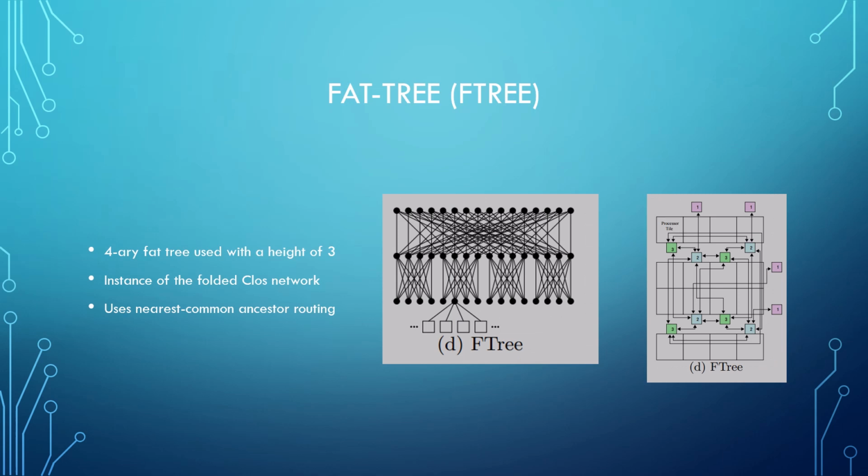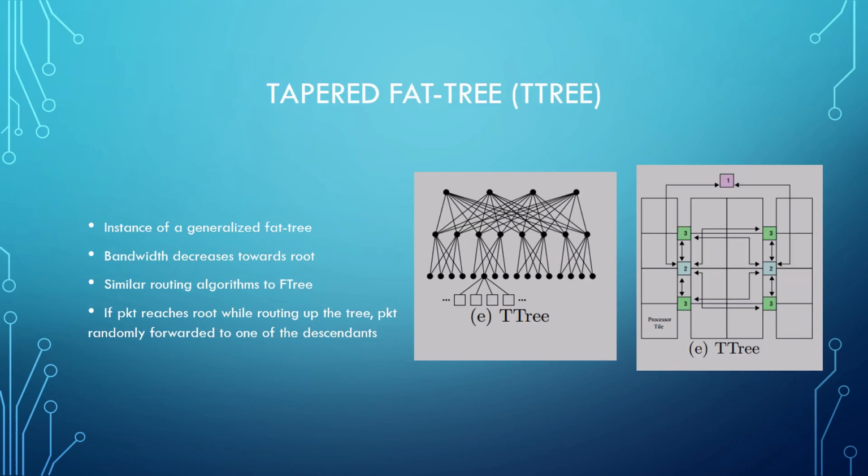This is a fat tree topology, and it's an instance of a folded class network. Please refer to the appropriate paper for more information about this. It uses nearest common ancestor routing. This is another topology that's looked at in the paper for analysis, and it's an instance of the generalized fat tree, where bandwidth decreases towards the root. The routing algorithm is similar to that of the fat tree, and if a packet reaches the root while routing up the tree, it's randomly forwarded to one of its descendants. Interdimension deadlock is avoided by partitioning each ring and promoting packets into reserved sets of virtual channels. That's how the paper explained it.